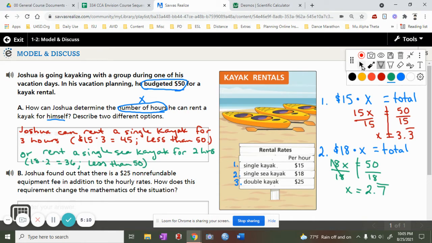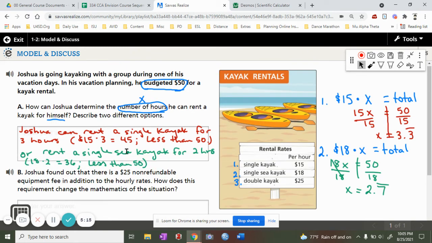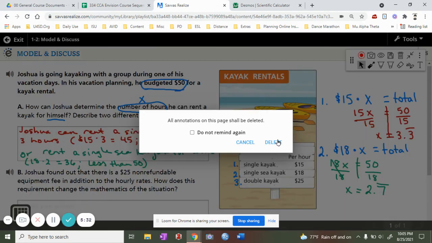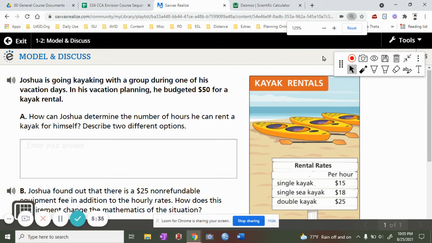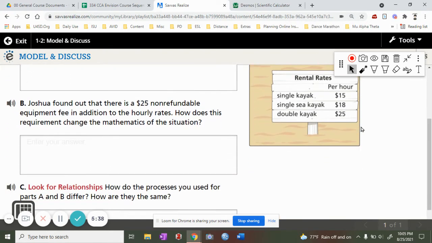Okay? Then we need to consider this next part. What if there is a $25 non-refundable equipment fee? How does that change our equations? So I'm going to clear this out and head down for a little bit. So we have a $25 non-refundable equipment fee. How does that interact with Joshua's budget?